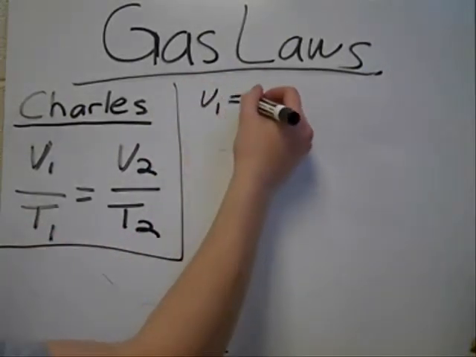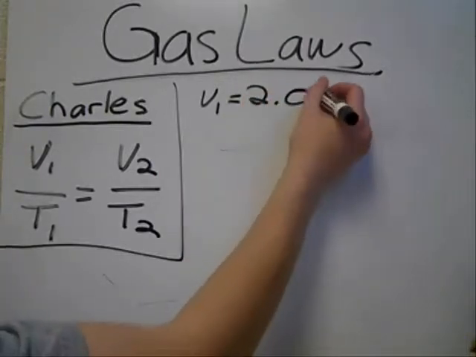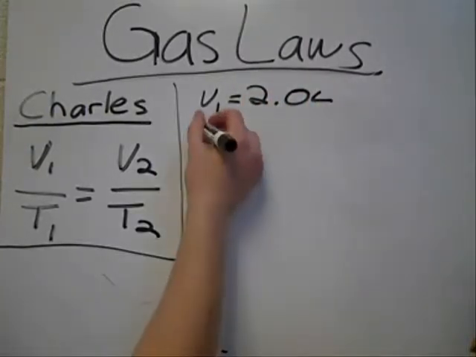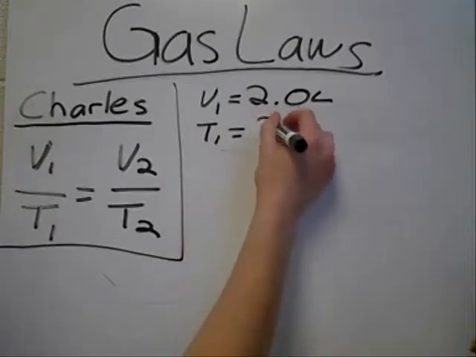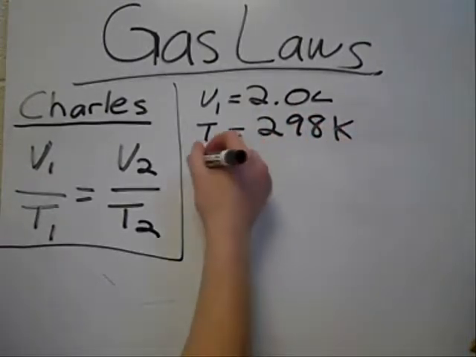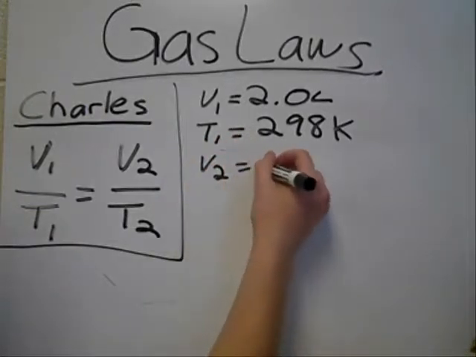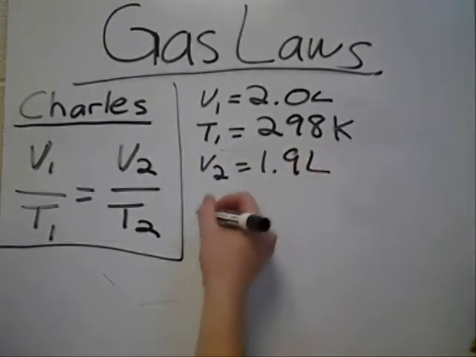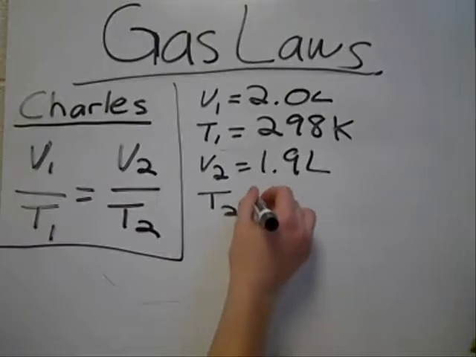V1 is equal to 2 liters. T1 is equal to 298 Kelvin. V2 is equal to 1.9 liters. And we're trying to get T2.